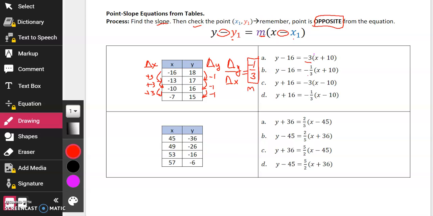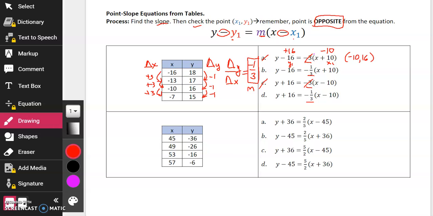So I go and look at my equations. Negative 1/3, so it's not negative 3, so A and C are out. Now it's which point goes with it. Points are opposite what we see. You can go watch another video to see why that is. So this point is actually negative 10, positive 16. I don't need A because I know A is wrong, but I just want you to see how you read the point.